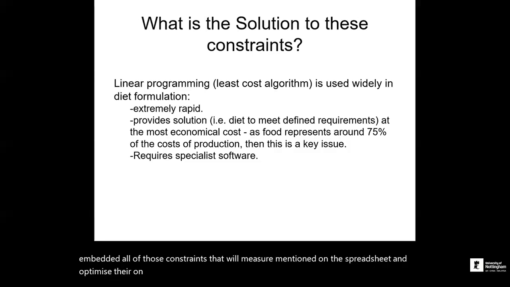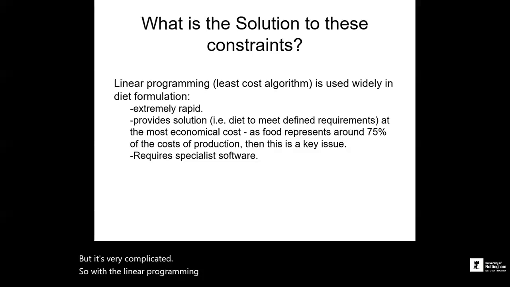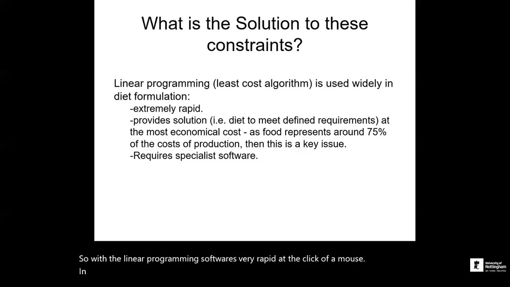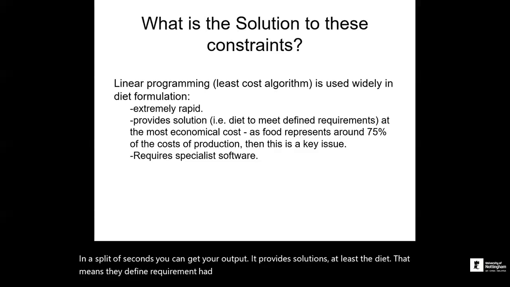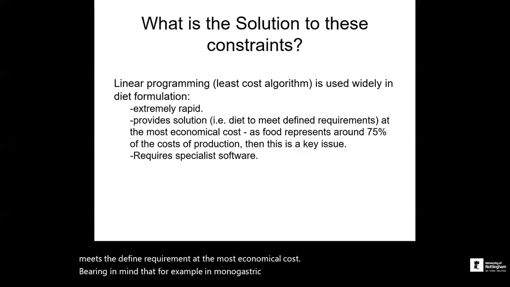On the spreadsheet as well, it's possible for you to code and monitor certain things, but it's very complicated. So with the linear programming softwares, very rapid. At the click of a mouse, in a split of seconds, you can get your output. It provides solutions, that is, the diet that meets the defined requirement at the most economical cost. Bearing in mind that, for example, in monogastric production, pig and poultry, 75% of the cost of running the farm goes into feed.